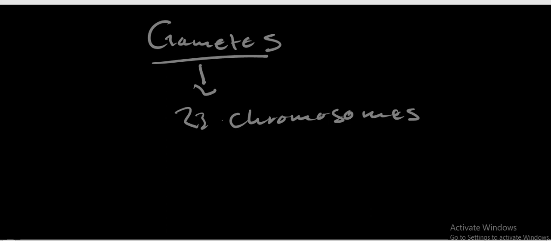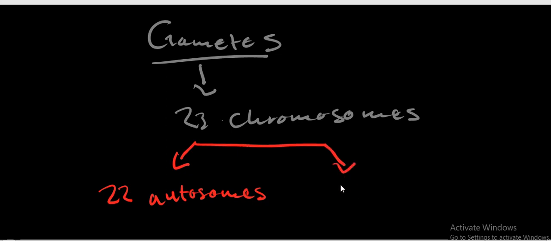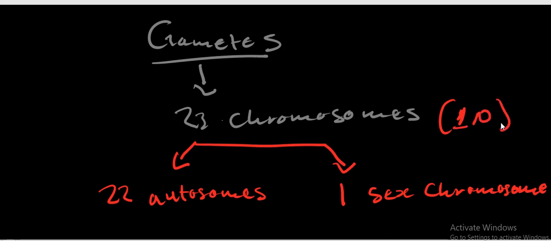So what you need to know about this is that, yes, this is 23, but these 23 are separated again into two, of which 22 are autosomes, okay? 22 are autosomes, and one is a sex chromosome. 22 are what? Autosomes, and one is a sex chromosome. Okay? Remember, this is a haploid, which can be written as 1N.